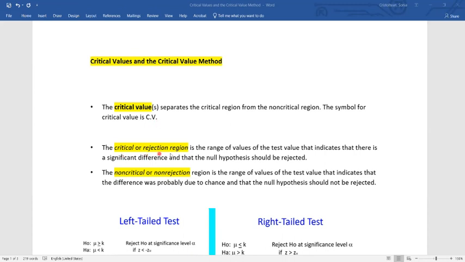A critical region or a rejection region is formed of the range of values of the test value that indicates that there is a significant difference and that the null hypothesis should be rejected. The non-critical region or non-rejection region is the range of values of the test value that indicates that the difference was probably due to chance, and then the null hypothesis should not be rejected. This is how we will actually make the decision using what is called the critical value method.